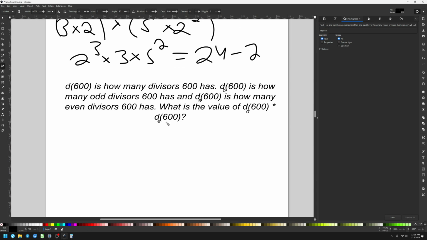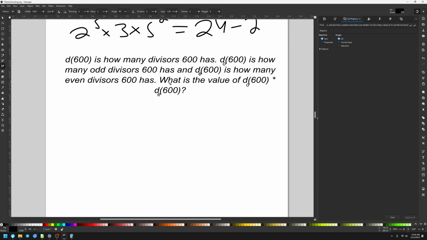Okay. D of 600 is how many divisors 600 has. D sub O of 600 is how many odd divisors 600 has. And D sub E of 600 is how many even divisors 600 has. What is the value of D sub O of 600 times D sub E of 600? Okay, so we have to find how many odd divisors 600 has and how many even divisors 600 has.